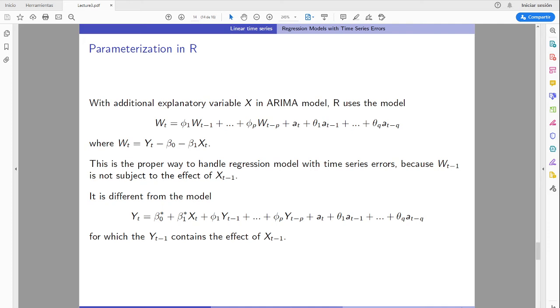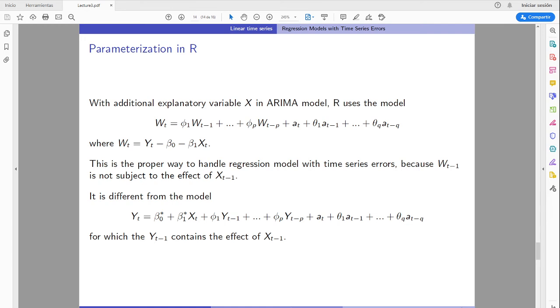Now, in order to parameterize these kinds of models, R uses a model in this form, with this transformation, considering that we can put an explanatory variable there. This is the proper way to handle a regression model with time series errors, because W sub t minus 1 is not subject to the effect of x sub t minus 1. As an explanatory variable, they're independent.